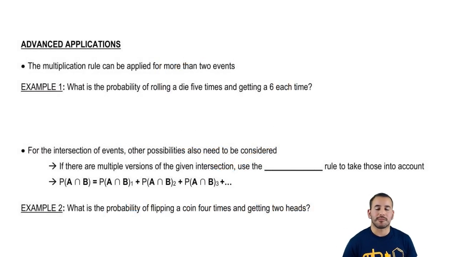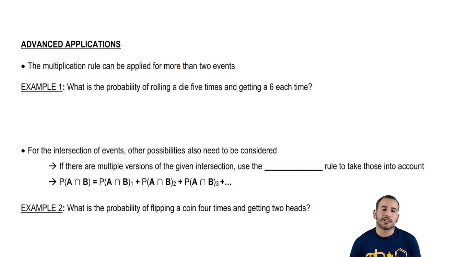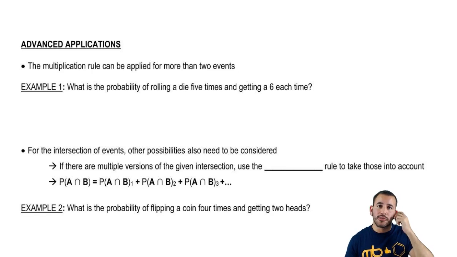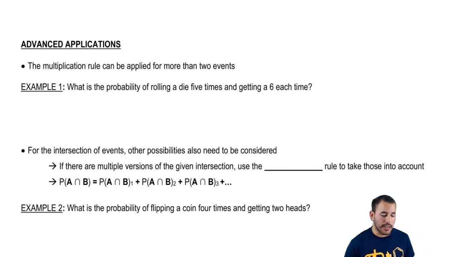The multiplication rule can be applied for more than two events as well, right? Whether we're talking about independent or dependent events, we can take into account more than just two events, as we've seen before. So let's look at example number 1. What's the probability of rolling a die 5 times and getting a 6 every single time?